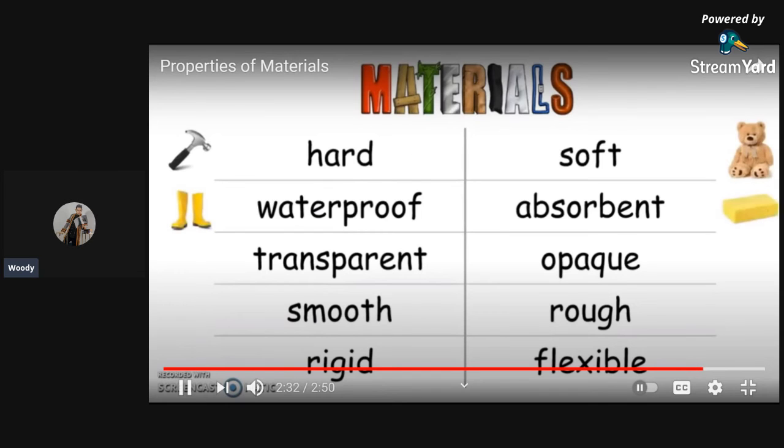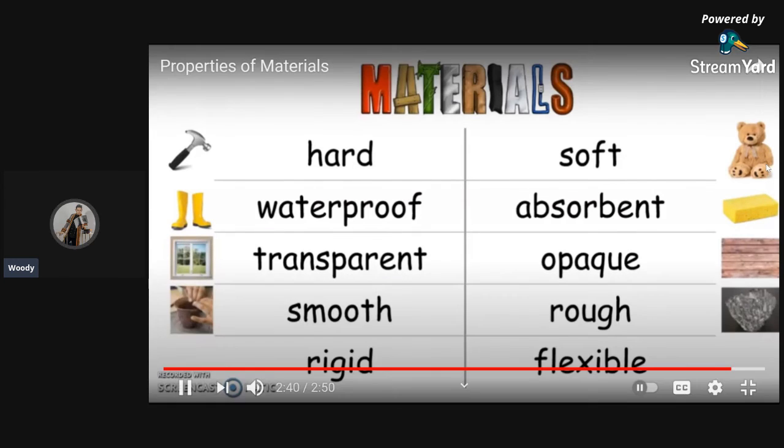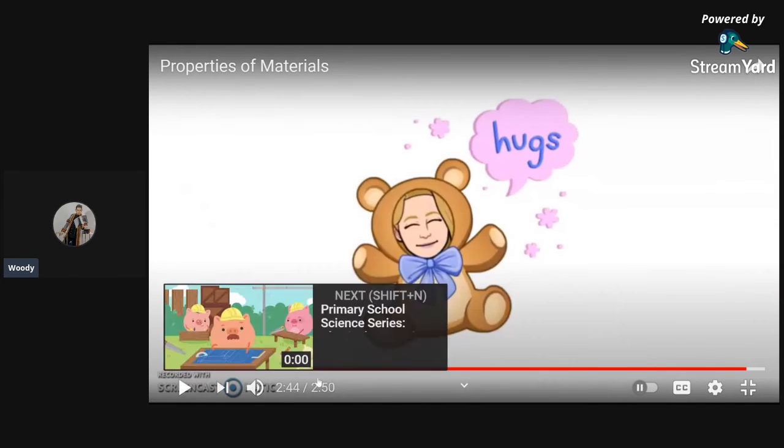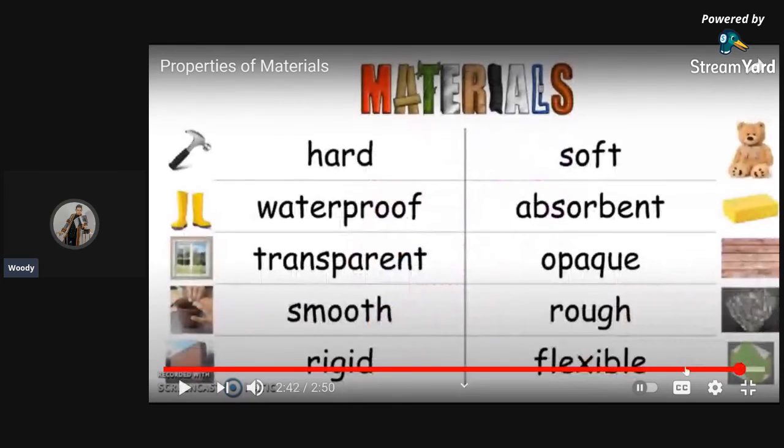Continuing: waterproof and absorbent, transparent, opaque. Look at the examples. For the hard, it's the hammer. Soft is the teddy bear. Waterproof, we have the boots. Okay, waterproof, we have the boots. Absorbent, we have the sponge. Not SpongeBob SquarePants. Okay, the sponge that we use in cleaning the dishes. We have transparent, the window.